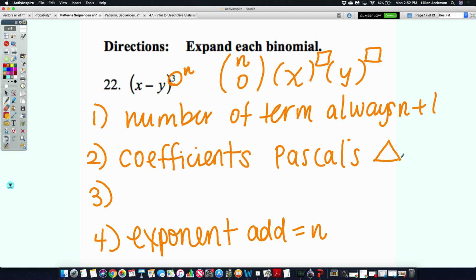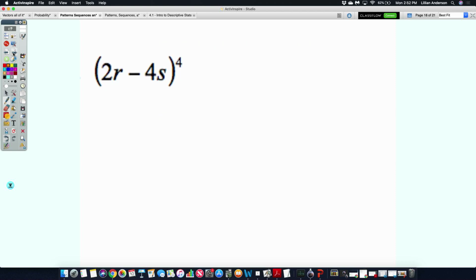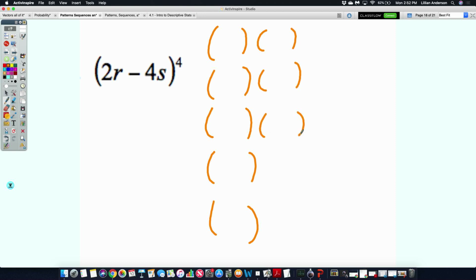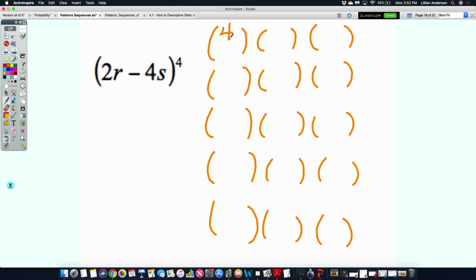You can't think of it. Let's expand this and let's see if you can remember. How many terms should this expansion have? 5. So that means I'm going to have 5 sets of 3 parentheses. In that first parenthesis, it always went in, but then it'll be n choose 0, n choose 1, n choose 2.